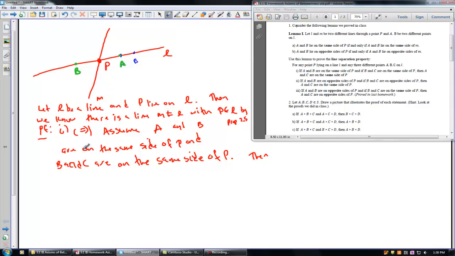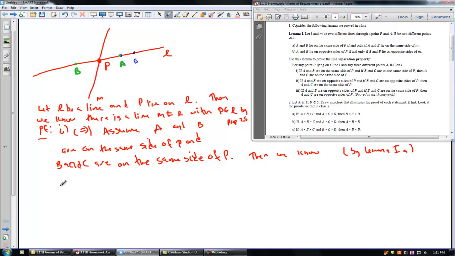Now assume A and B are on the same side of P, and B and C are on the same side of P. Then we know, and I'll let you kind of finish this up, okay? So then we know what? Well, by lemma 1 up here, we know that A and B are on the same side of M, and B and C are on the same side of M. That's all by lemma 1 part A.